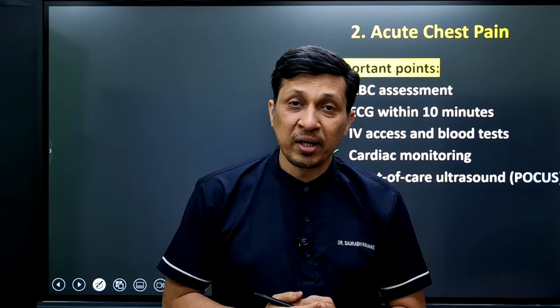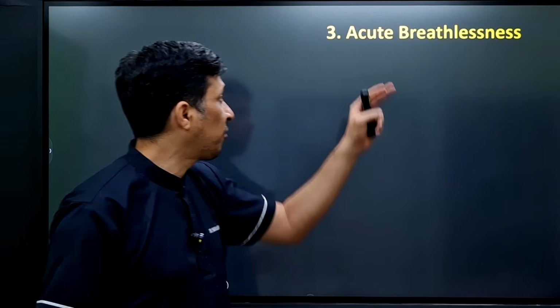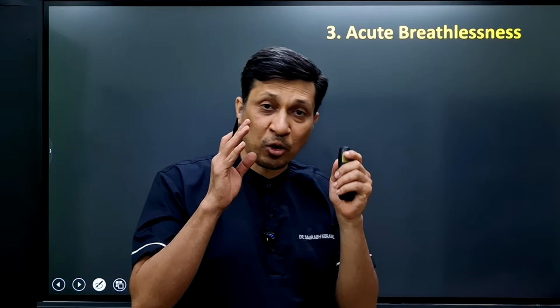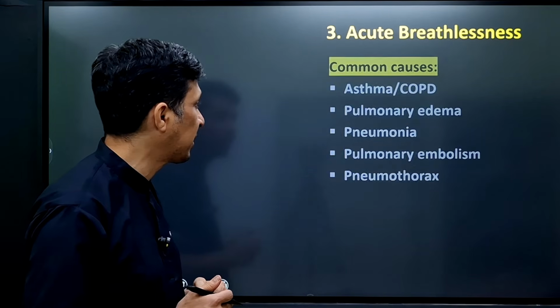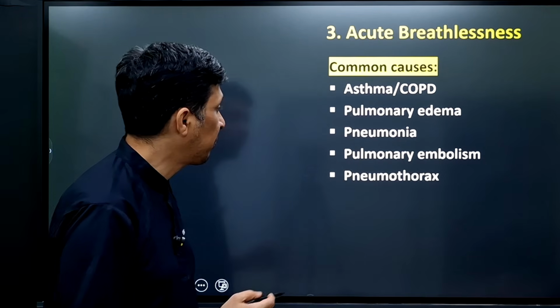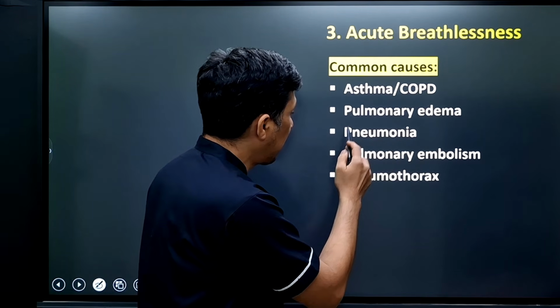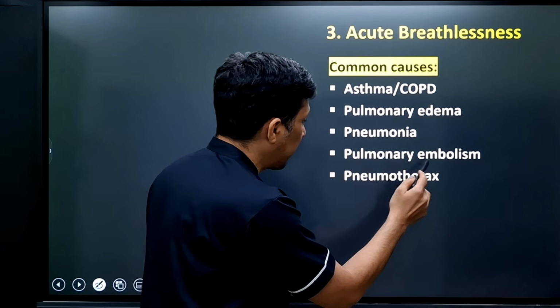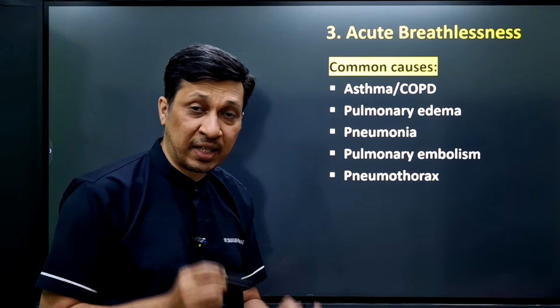Now, the third important presentation in the ER is acute breathlessness. What are the common causes of acute breathlessness? The common causes are: first, asthma or COPD; second, pulmonary edema; third, pneumonia; fourth, pulmonary embolism; and fifth, pneumothorax.